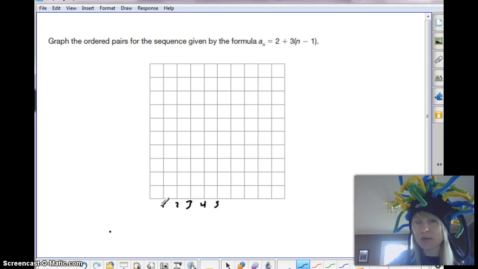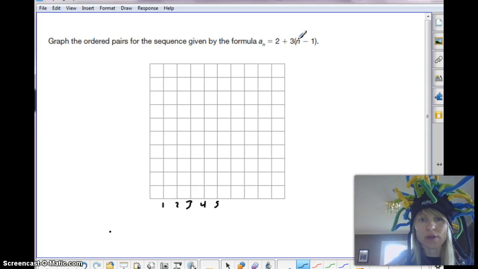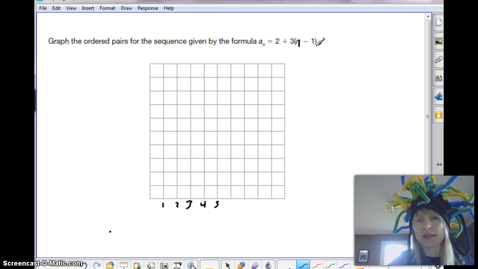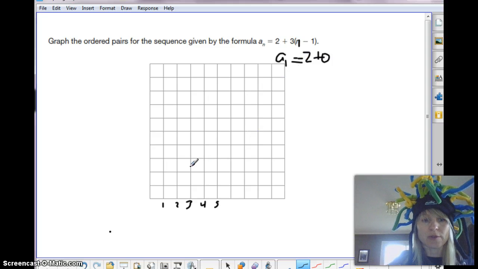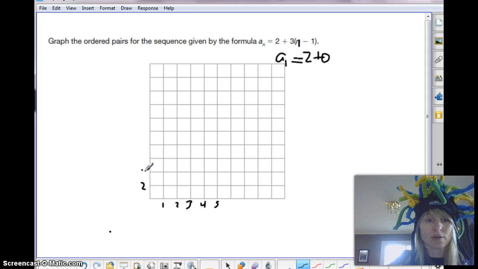So when n is 1, I would just plug in a 1 here. That would give me 0, right? So I would just have 2 plus 0 for a sub 1. So that'd be 2, right? So maybe let's go by 2s here. 2, 4, 6. So my first one's at 2.